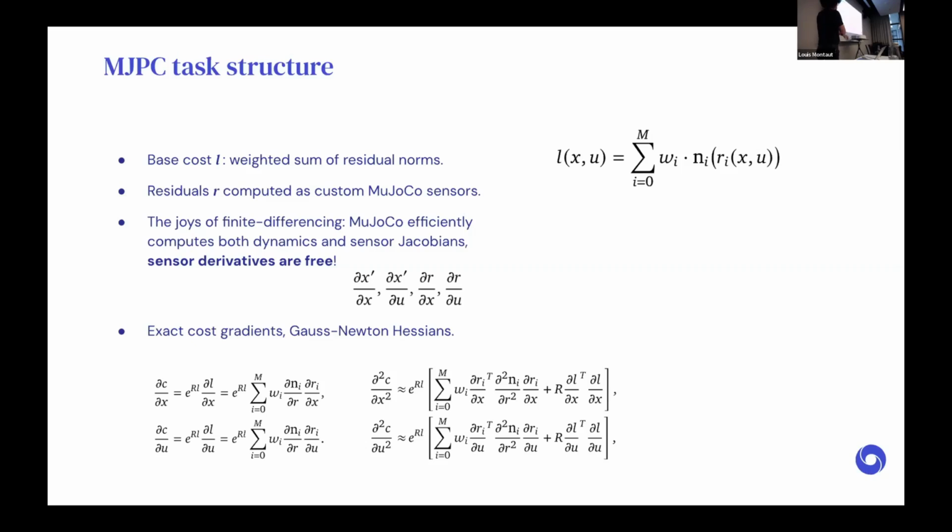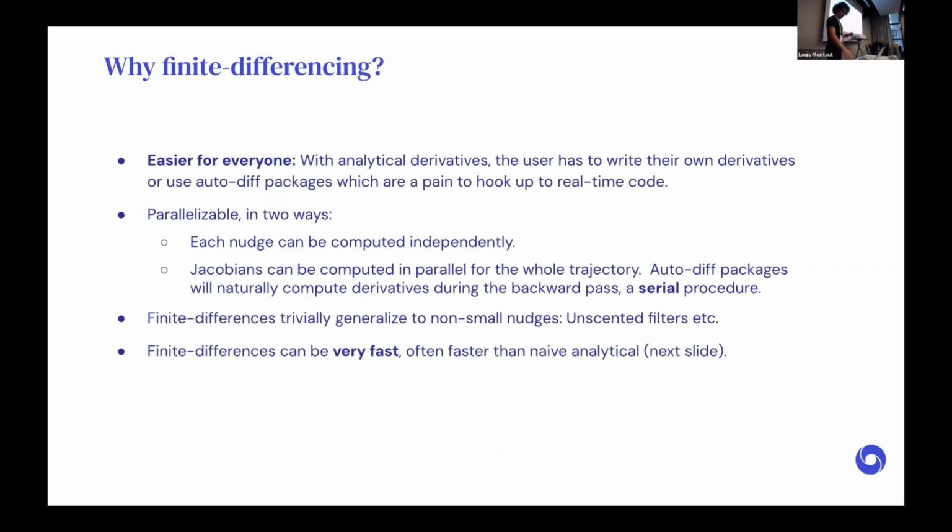We don't do second-order derivatives of the dynamics. Nobody needs that. Gauss-Newton is enough. So now let me explain why we do finite differencing, and then I'll tell you how to do it.